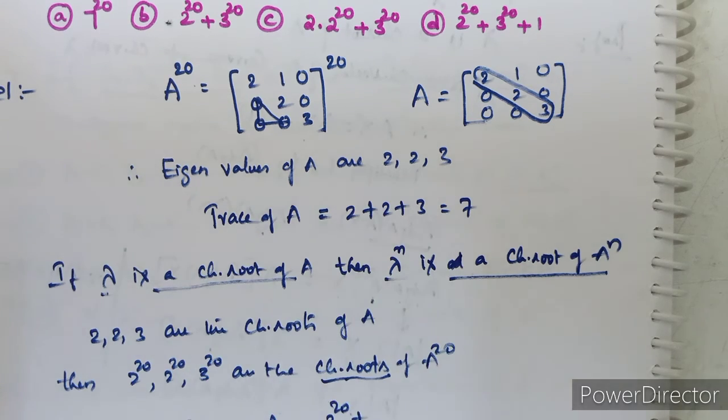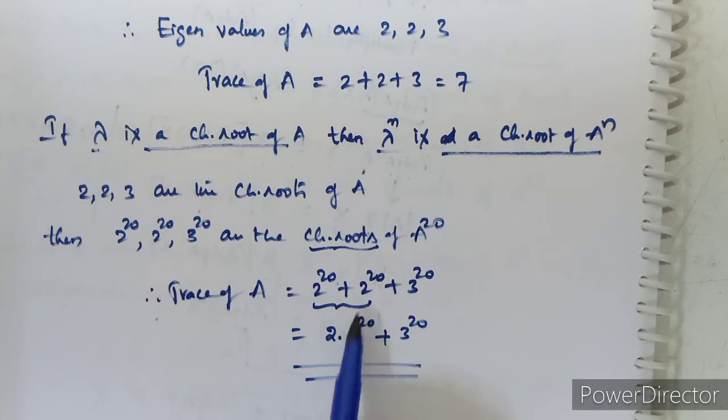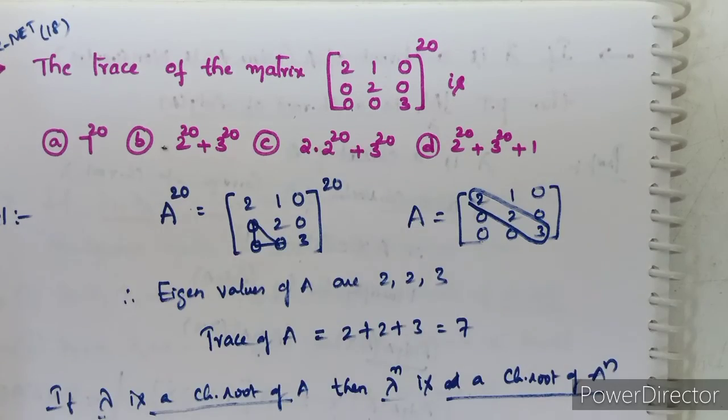Therefore, trace of A power 20. Sum of the principal diagonal elements gives a trace. Sum of the eigenvalues also gives a trace. So, trace is equal to 2 power 20 plus 2 power 20 plus 3 power 20. 2 power 20 plus 2 power 20 gives 2 into 2 power 20 plus 3 power 20. This is the trace. Therefore, option C is correct.